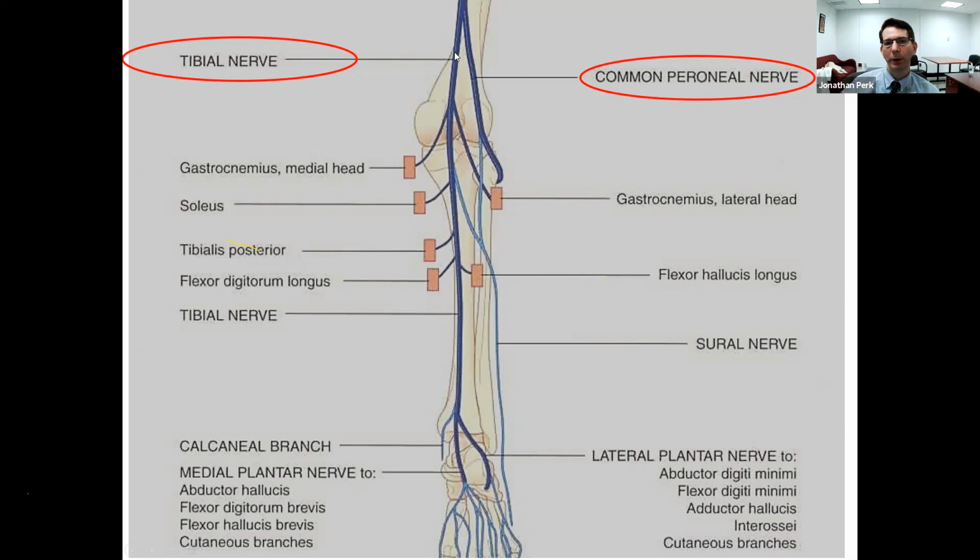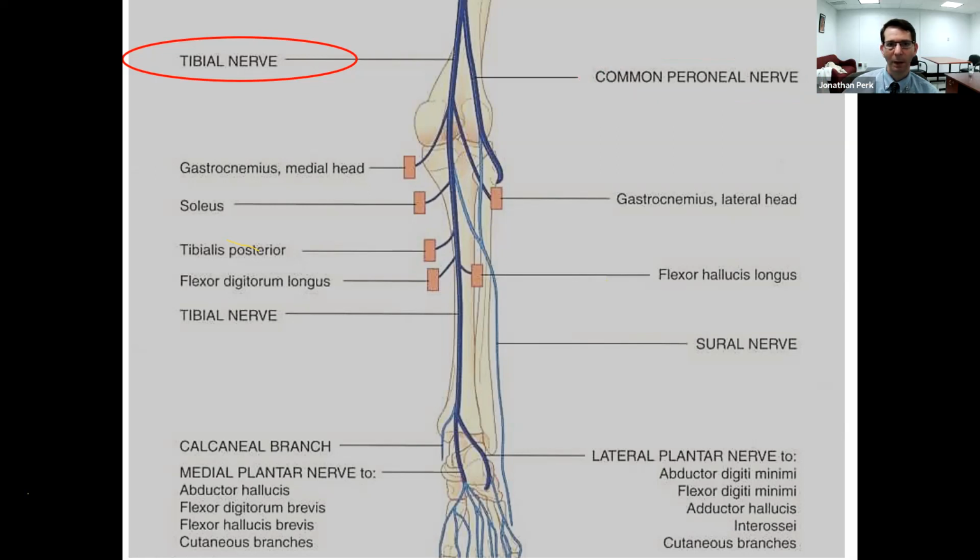There's one component that continues in the back in the posterior compartment of the leg, which is the tibial nerve, which is responsible for the innervation of all the muscles in the posterior compartment. And the other component is the common peroneal nerve, which, in a moment when we flip the patient over, you'll see goes anteriorly and is responsible for the innervation of the lateral and anterior compartments of the leg.